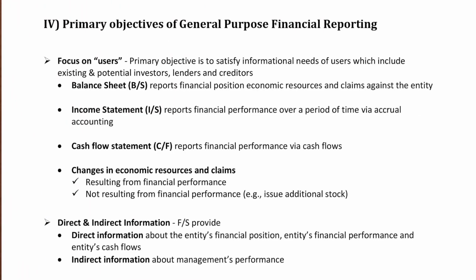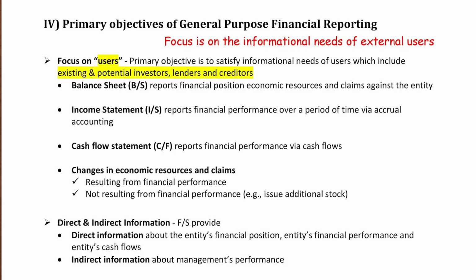On page 13, we're looking at the primary objectives of general purpose financial reporting. Now, the focus is on the informational needs of external users. So financial reporting is done to focus on the informational needs of external users. Now, who are those users? They include existing and potential investors, lenders, and creditors. So you're not just talking about, let's say, existing investors. You're also talking about potential investors who may look at those financial statements to decide whether or not they want to invest in the organization.